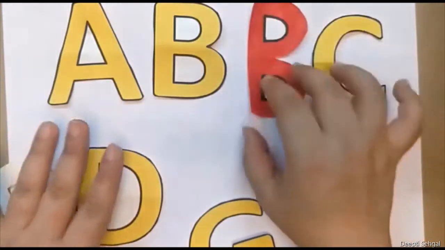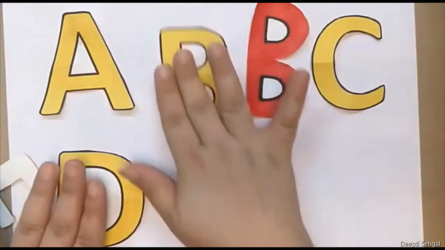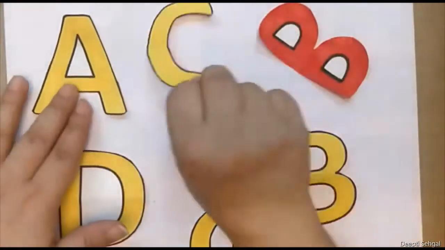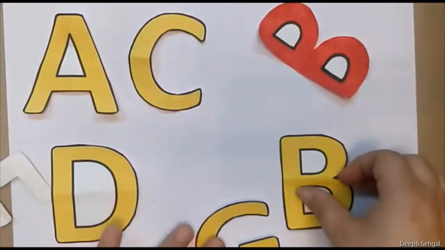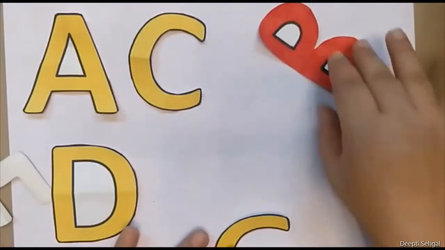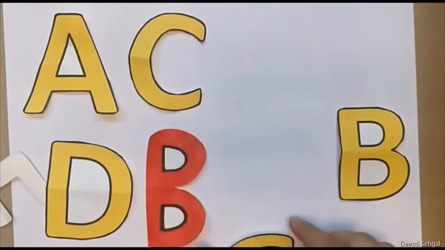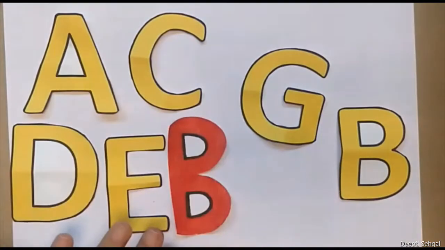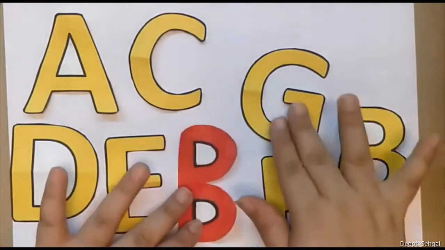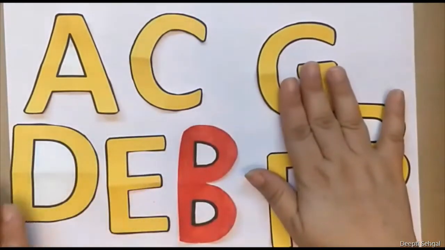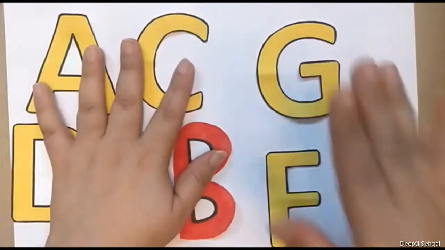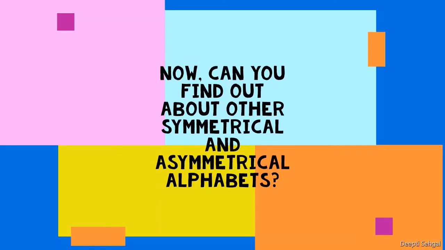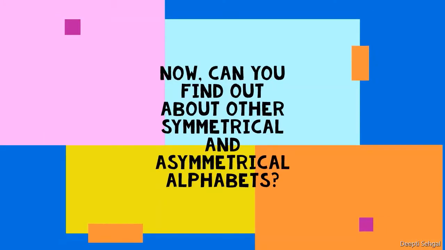So we can divide them into two groups, symmetrical and asymmetrical. We can write here A, C, D. This B was asymmetrical, so I'm putting it here. I can put the others here. So these are non-symmetrical and these are symmetrical. Now you try with other alphabets and find out whether they are symmetrical or not.